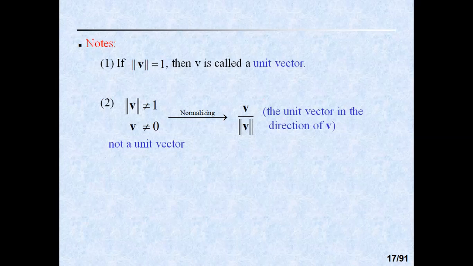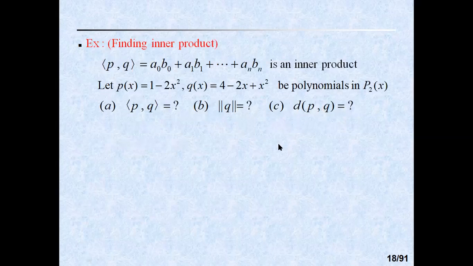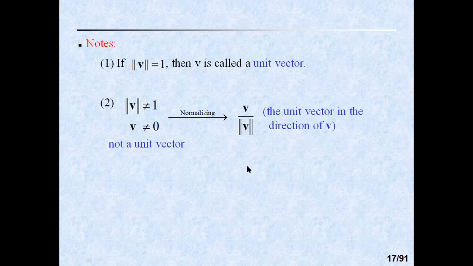By the process of normalizing, the given vector can be converted into a unit vector: the vector divided by the norm of that vector. v by norm v is the unit vector, because the length of this unit vector will compulsorily be 1. It is the unit vector in the direction of v. These are the important two points to remember.